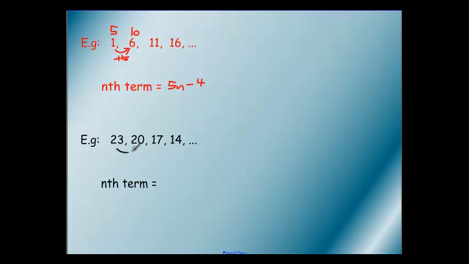But our sequences might not always go up. Here we've got another sequence, and this time it goes down in 3s. So our nth term is going to start with minus 3n this time. But it's not the minus 3 times table, because the minus 3 times table is minus 3, minus 6, minus 9. So how do I get from minus 3 to 23? Well, I have to add 26. So my nth term is minus 3n plus 26.